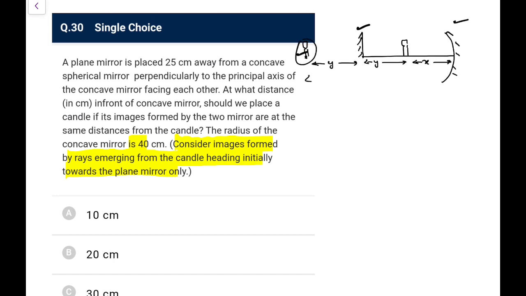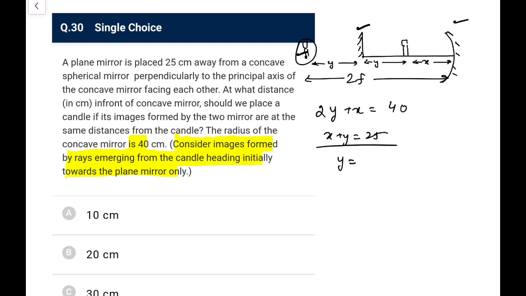That only happens when this distance is equal to 2f, and that means 2y plus x is equal to 2f. That 2f means that is 40. So 2y plus x must be equal to 40, and it is placed 25 centimeter, and x plus y is equal to 25. That is also given. So what we are left with, x plus y is also 25, so that means the y comes out to be 15, so x comes out to be 10 centimeter. That is the answer that we will get. So x is equal to 10 centimeter.